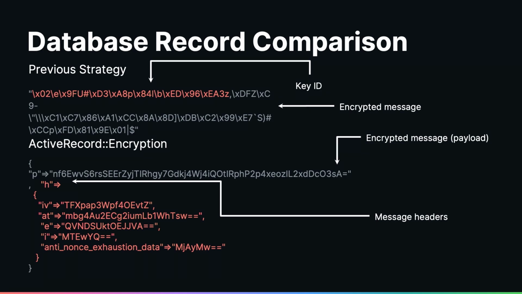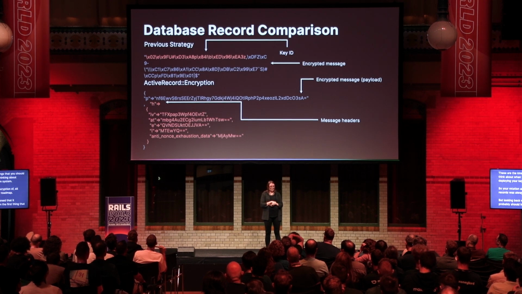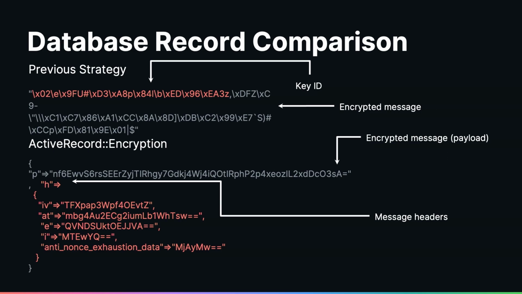ActiveRecord encryption uses a JSON object, which I think is also a nice way to store an encrypted message. And we did consider that the headers are added differently and are a little bit larger because they are an object and not a packed binary string. But you can see ActiveRecord encryption, the payload with the key P, is quite small. And then the message headers with the key H is a bit bigger. I think this whole thing comes out to about 208 characters, only 60 of which are the payload. And you'll see at the bottom, someone has added a very long message tag with the name anti-nonce exhaustion data.